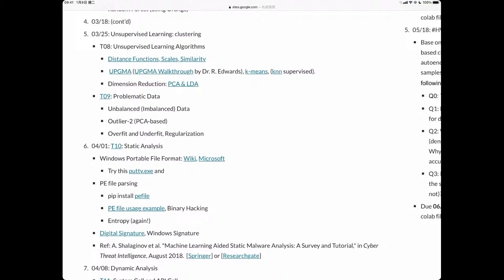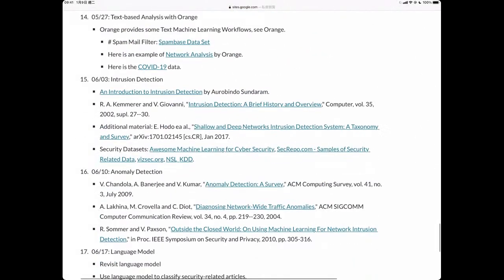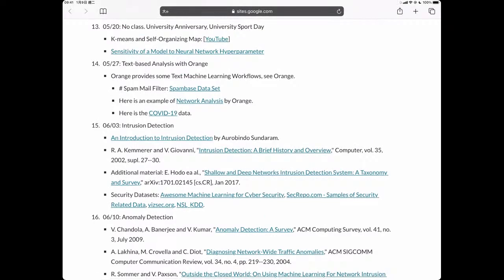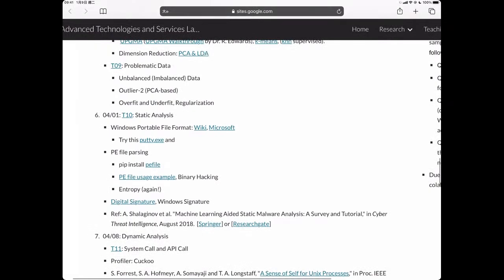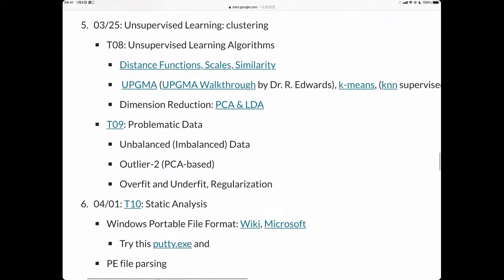Okay, let's go back to here. And before we enter the next topic, which would be the introduction to intrusion detection, I would like to revisit some other concepts I would like to emphasize, which is right here in our very early slide, T09, problematic data.